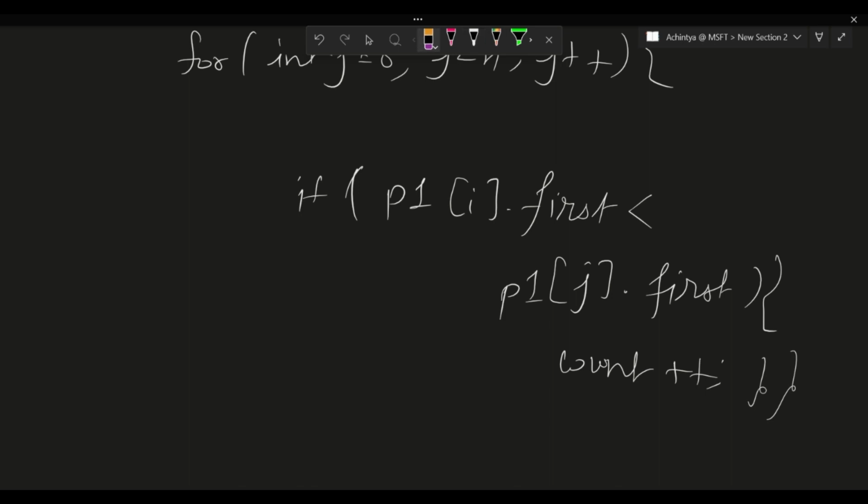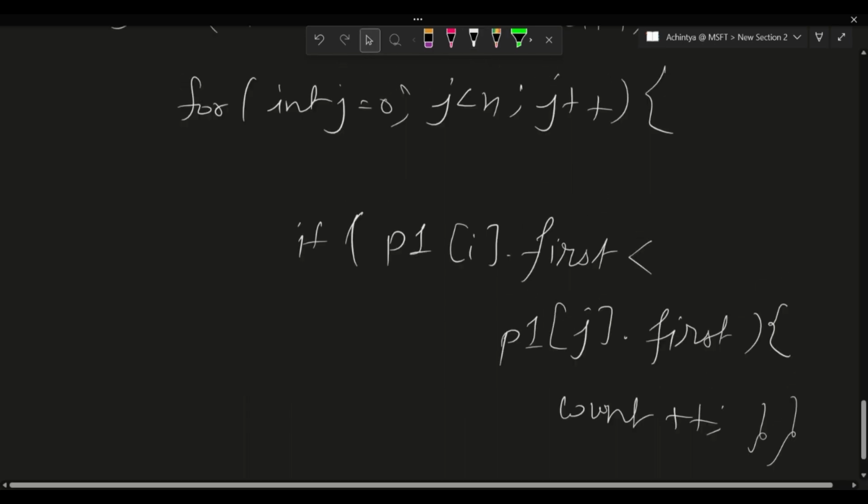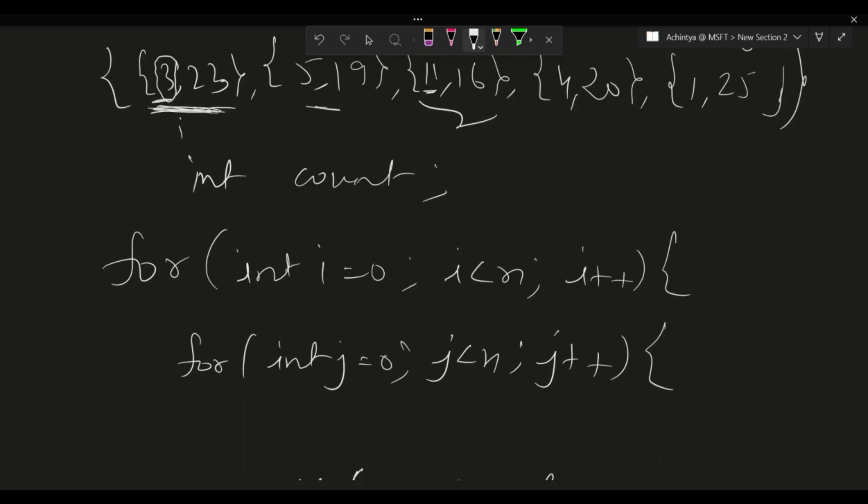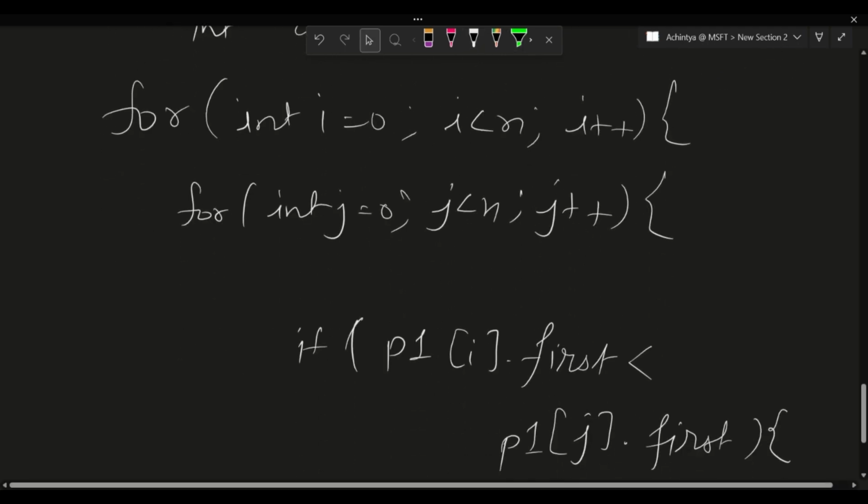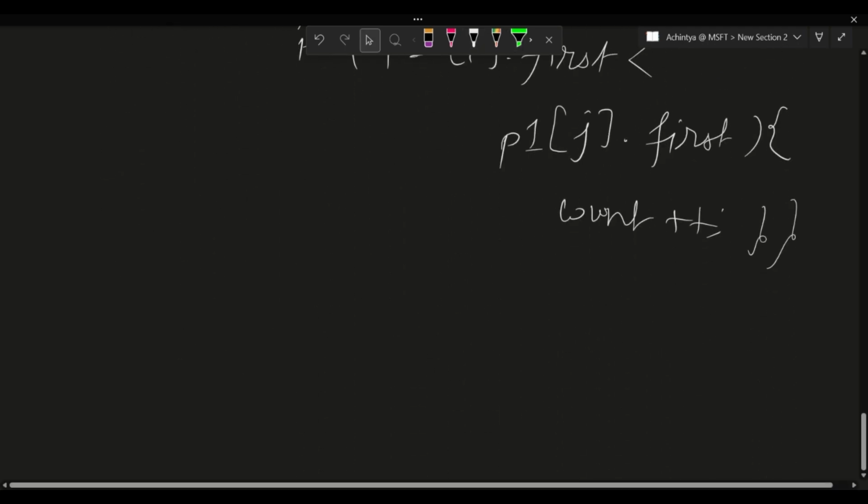Now j loop has no work, because j is going to run 5 times here, right? j is less than n, I have written. So j will start from the beginning, and as I have written less than only, it won't count this 3. It will see this 5. Is 3 less than 5? Yes, count became 1. Is 3 less than 11? Yes, count became 2. Is 3 less than 4? Yes, count became 3. Is 3 less than 1? No, count is still 3. After this, we have to come out of the j loop.